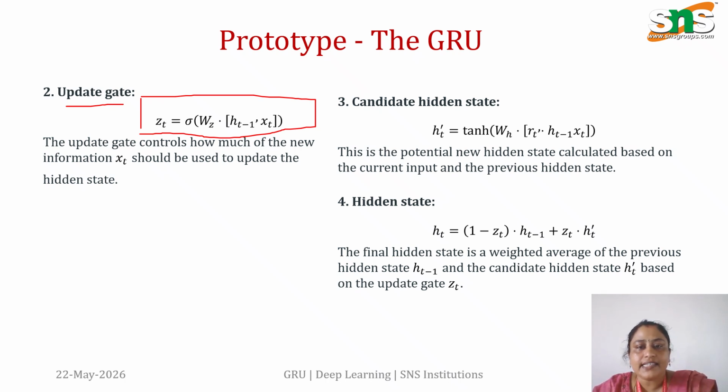The next is the candidate hidden state. This acts like a memory state. It is the potential new hidden state calculated based on the current input and the previous hidden state. The formula is given here. h'_t is the notation for the candidate hidden state. The next hidden state h_t is given by this formula: the weighted average of the previous hidden state h_(t-1) and the candidate hidden state h'_t, based on the update gate. So this is the working principle of GRU.